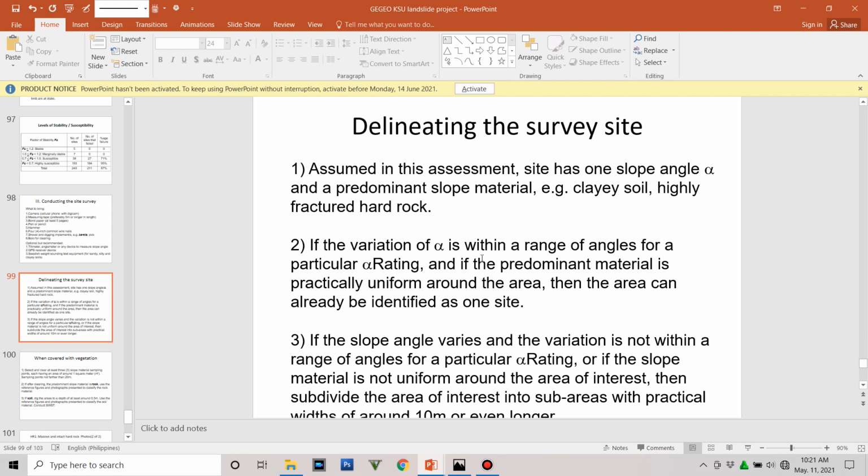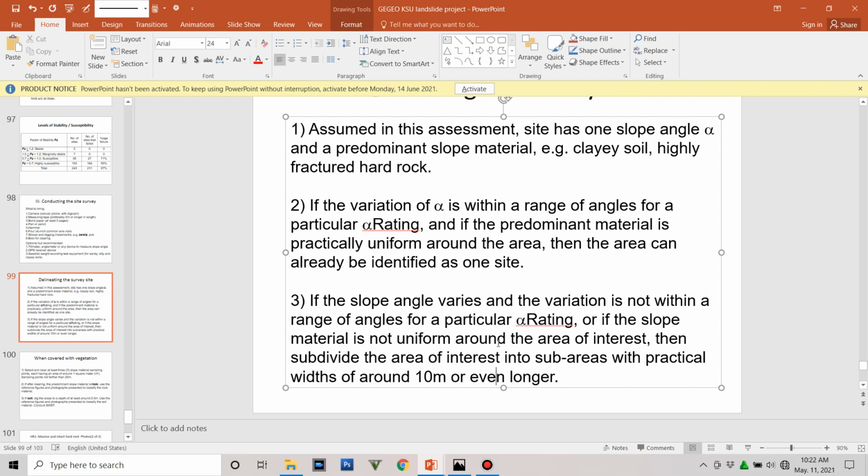So if the variation of alpha is within the range of angles for a particular alpha rating, and if the predominant material is practically uniform around the area, then the area can already be identified as one site. Otherwise, iba na yung site na yun. So if the slope angle varies and the variation is not within a range of angles for a particular alpha rating, or if the slope material is not uniform around the area of interest, then subdivide the area of interest into sub-areas with practical widths of around 10 meters or even longer. So you delineate the site now.